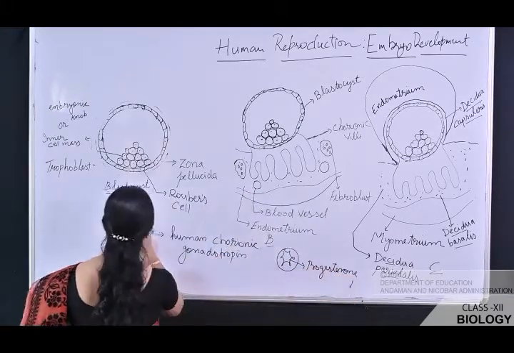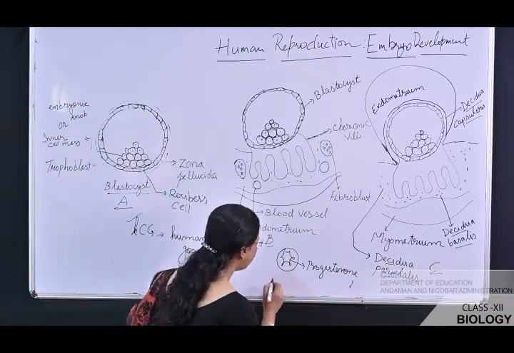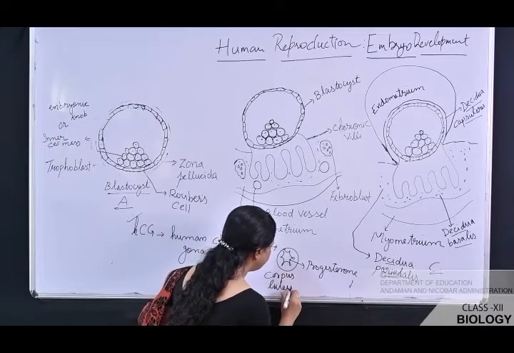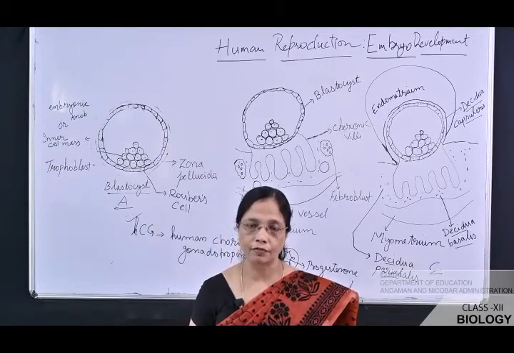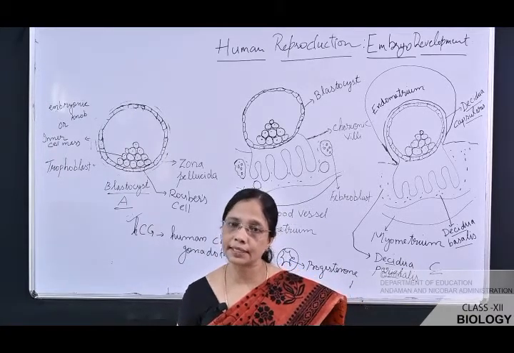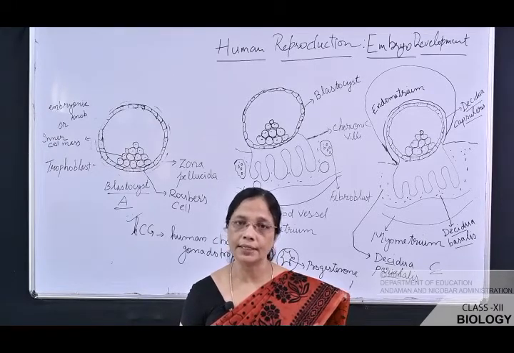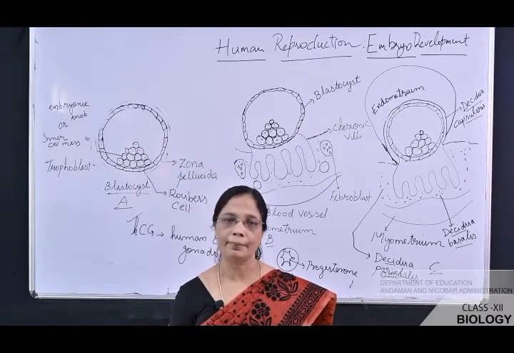So, what is the function of this HCG? HCG prolongs the life of corpus luteum. As it prolongs the life of corpus luteum, it continuously secretes progesterone. Progesterone helps in maintaining the endometrial tissue, thus it helps in maintaining pregnancy.